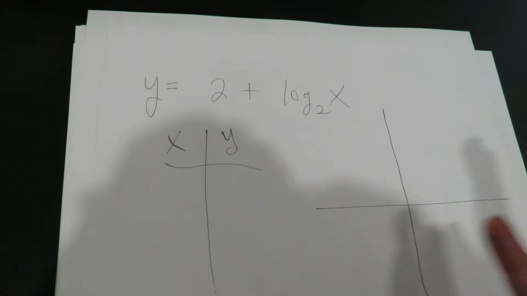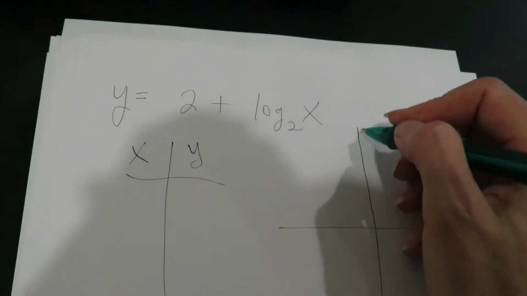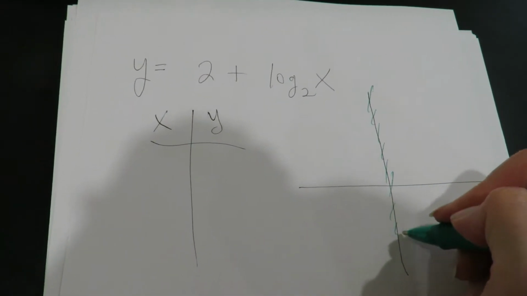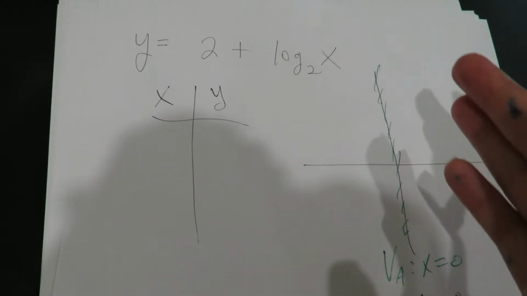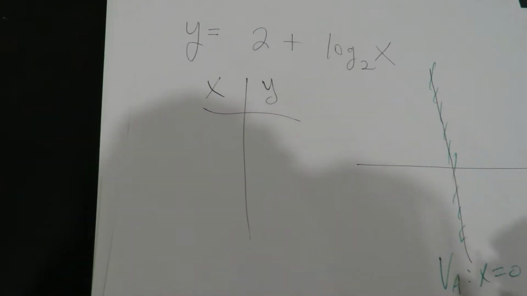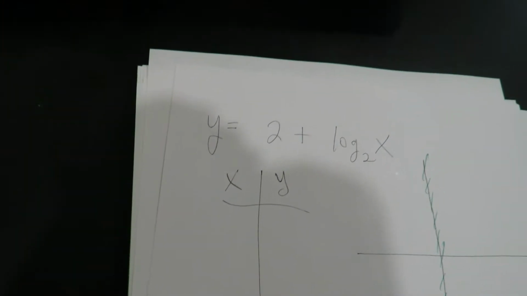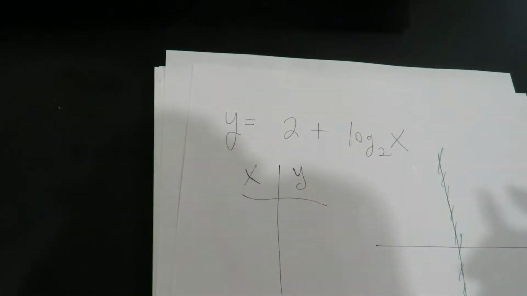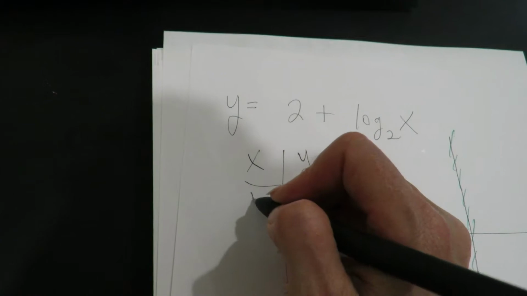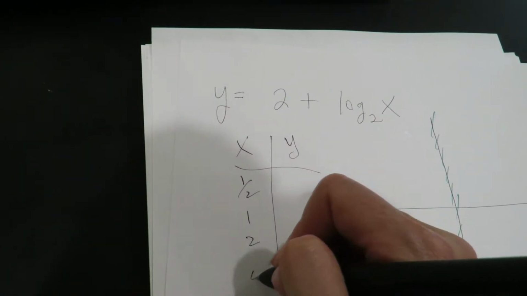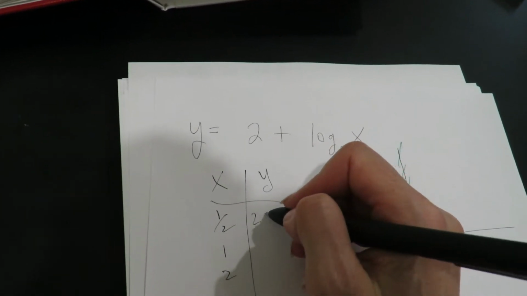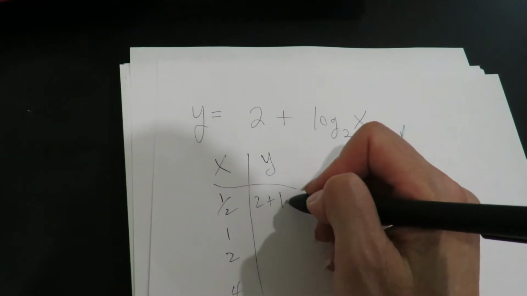So you're not moving it left or right, so you're still going to have that vertical asymptote at x equals 0. It's just that the graph itself is going to have all the y values 2 units higher. So I can still use all those good values we did before, like a half, 1, 2, 4. It's just when you get your answer, you have to add 2 to it.